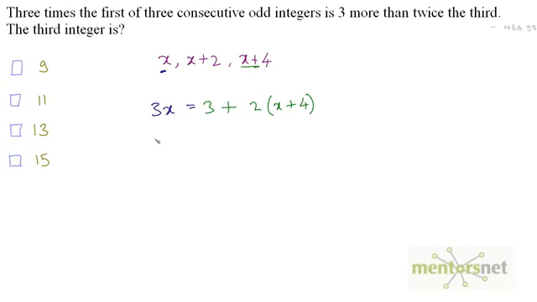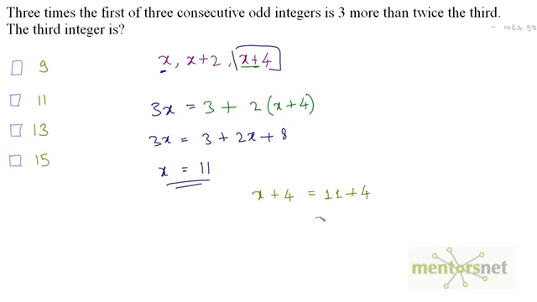So 3x is equal to 3 plus 2x plus 8. If we move the 2x to the left hand side, we get x is equal to 3 plus 8, which is 11. So the third integer is x plus 4. We have to find the value of x plus 4, which is equal to 11 plus 4, and that is 15. So our answer is 15.